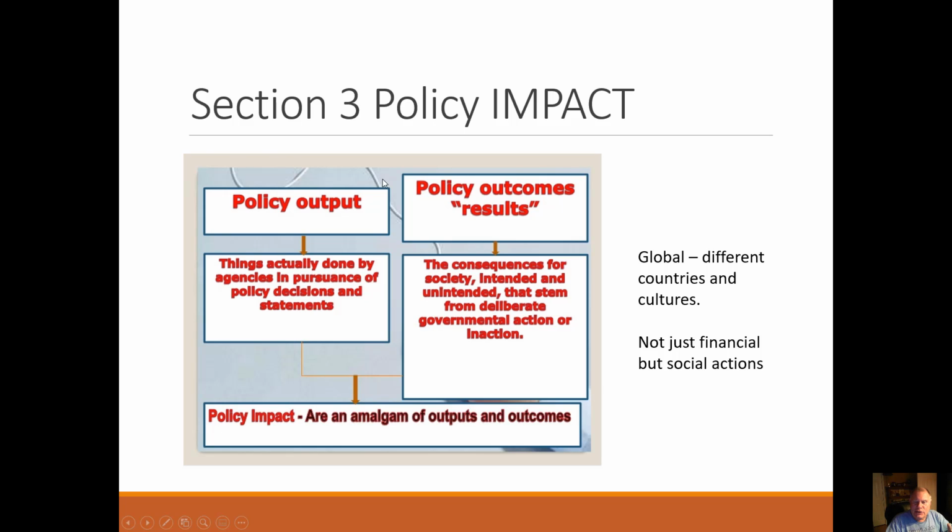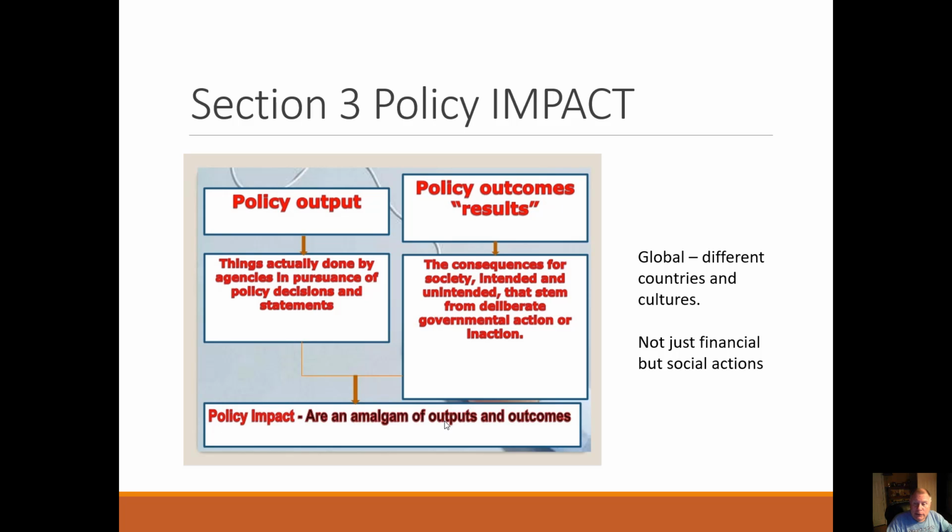Now, when we look at this, there's policy output, these things done by agencies in pursuance of decisions or statements. And then there's outcome, there's results. The consequences for society, intended or unintended, that stem from deliberate action or inaction. Okay? And that's the impact. That's of the outputs and the outcomes. The things that they're doing plus the results of what they're doing is our policy impact.